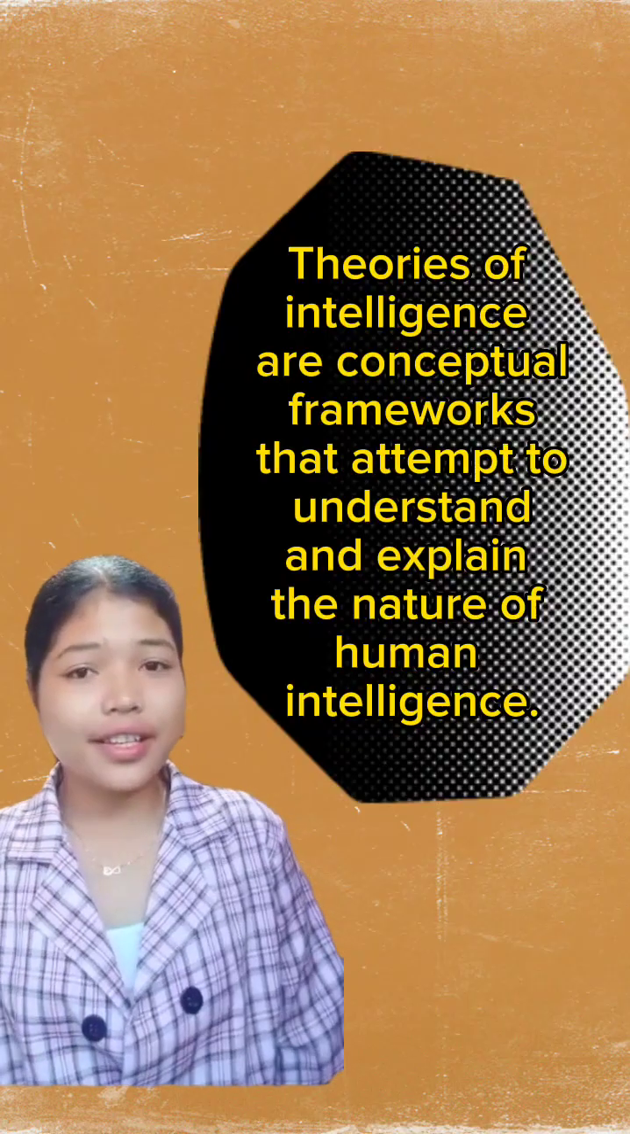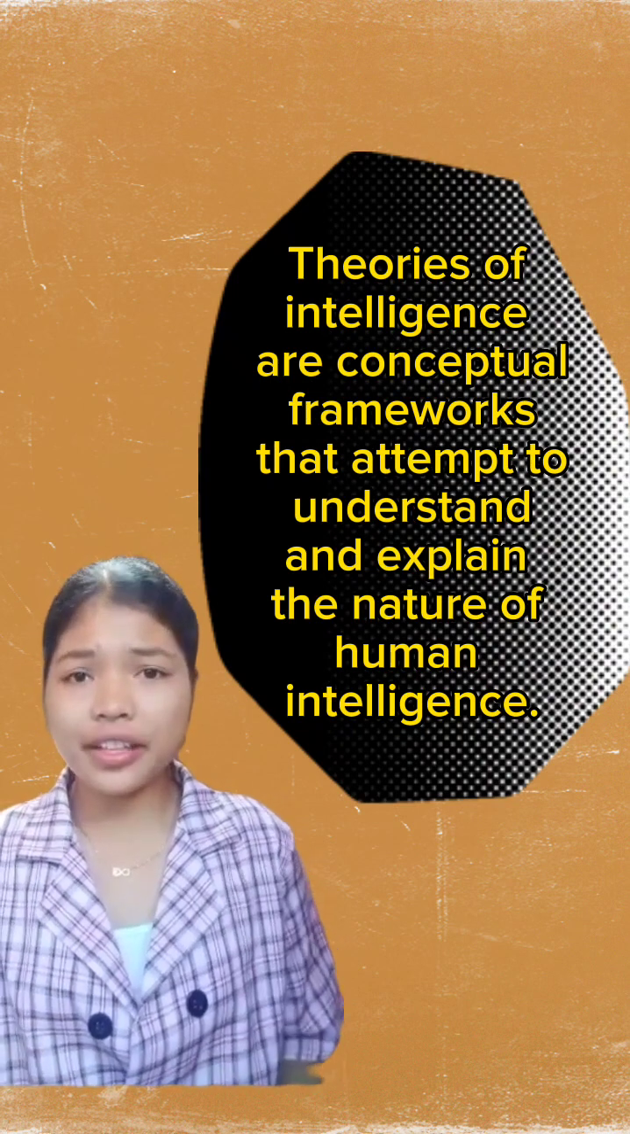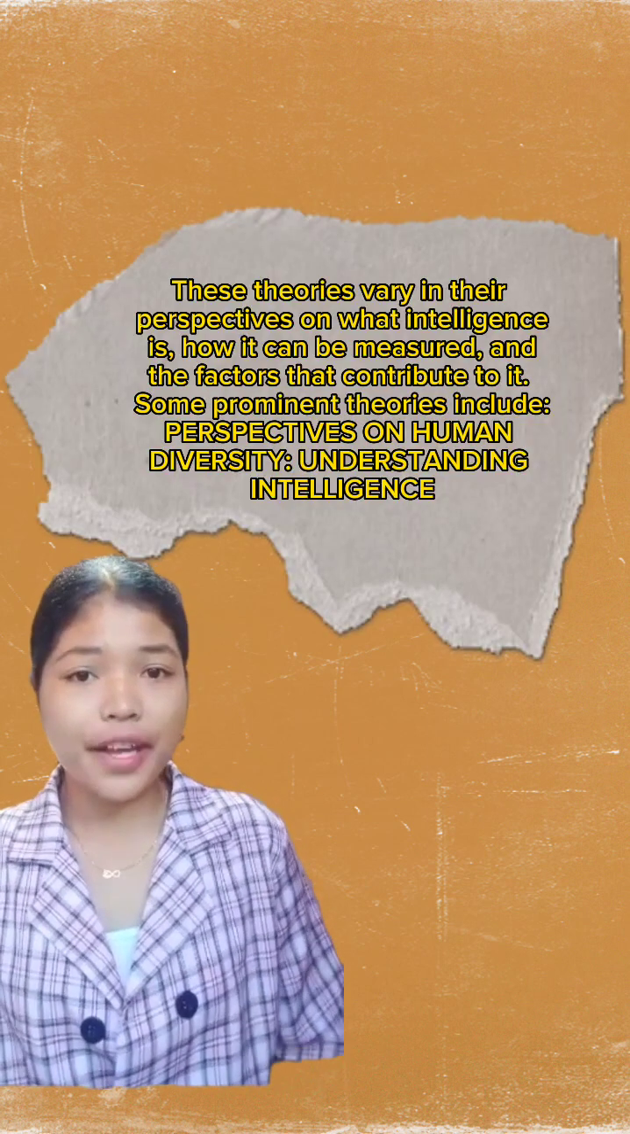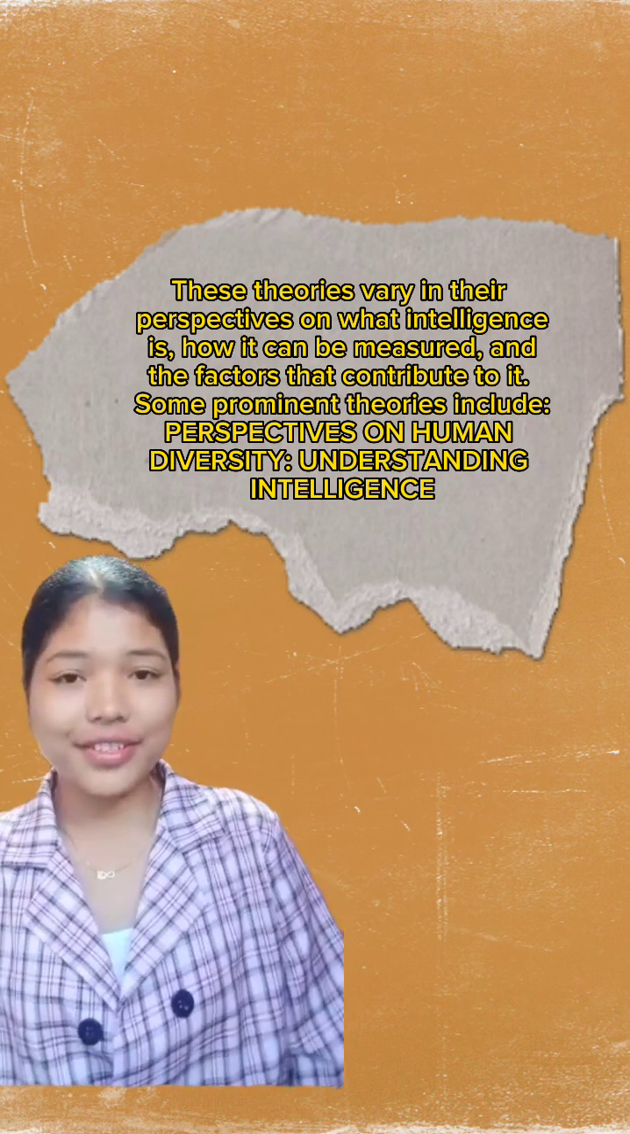Chapter 8, Theories of Intelligence. Theories of intelligence are conceptual frameworks that attempt to understand and explain the nature of human intelligence. These theories vary in their perspective on what intelligence is, how it can be measured, and the factors that contribute to it. Some prominent theories include perspectives of human diversity in understanding intelligence.